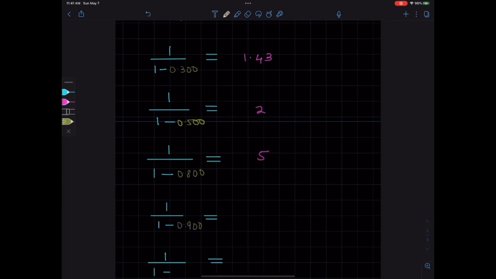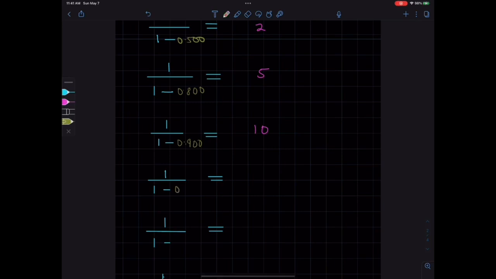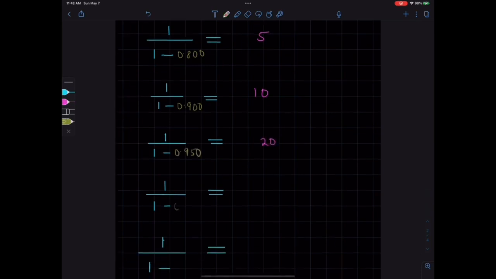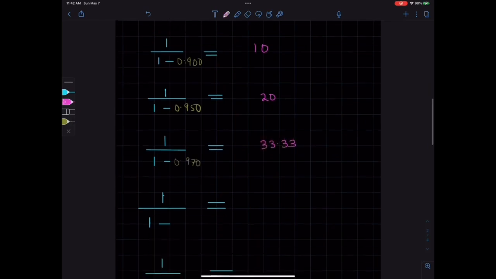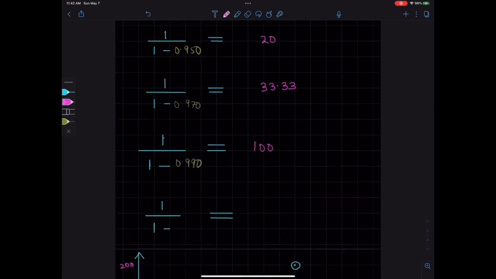1 over 1 minus 0.9 is 10, 1 over 1 minus 0.95 is 20, 1 over 1 minus 0.97 is 33.33, 1 over 1 minus 0.99 is 100, and 1 over 1 minus 0.995 is 200.